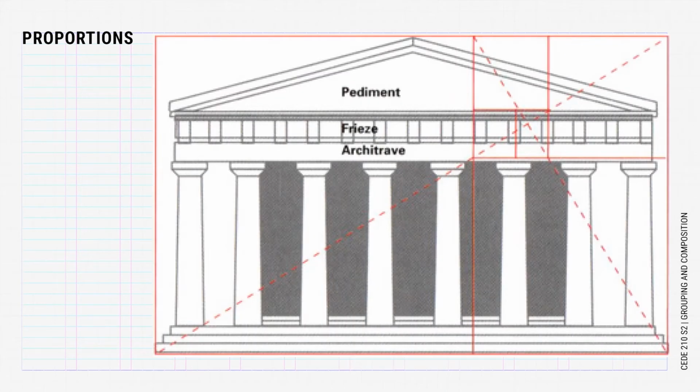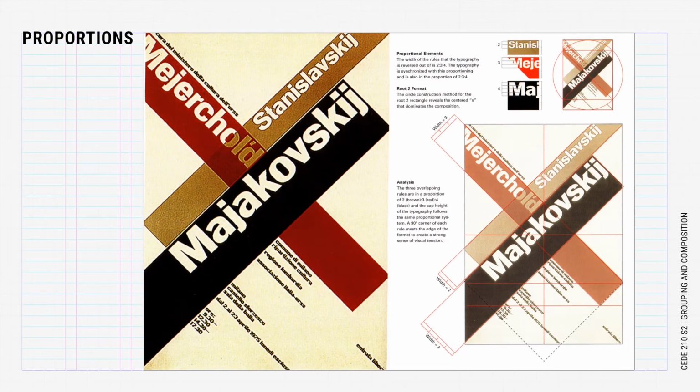We can also look at how the golden section rectangle is used to proportion the Parthenon. We can see how it all fits into the golden section grid, such as how the frieze, the architrave, and the pediment, or the roof, fits into the subdivisions of the golden rectangle. But we can also take a look at how it applies to posters.